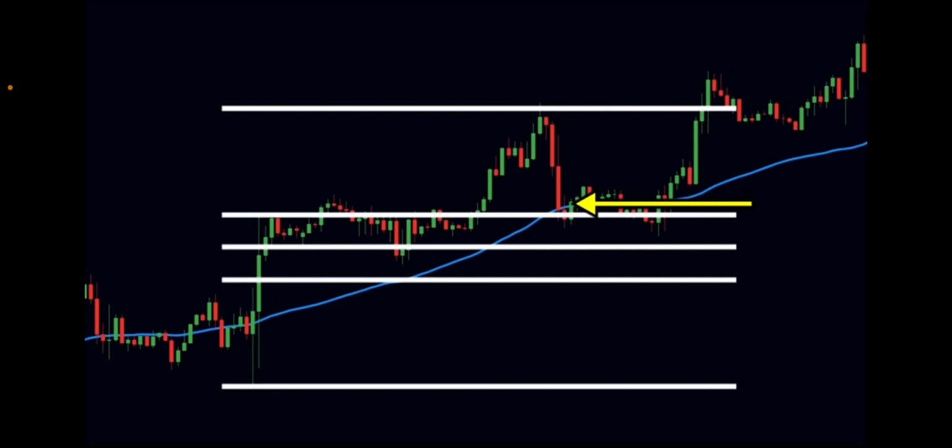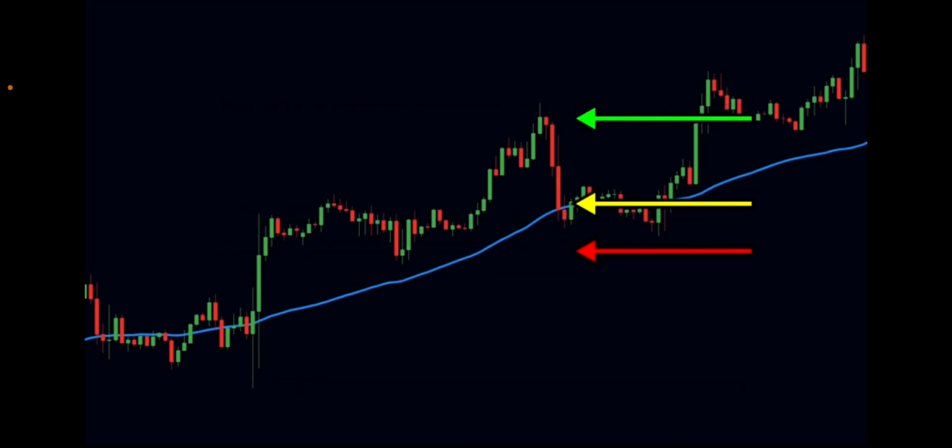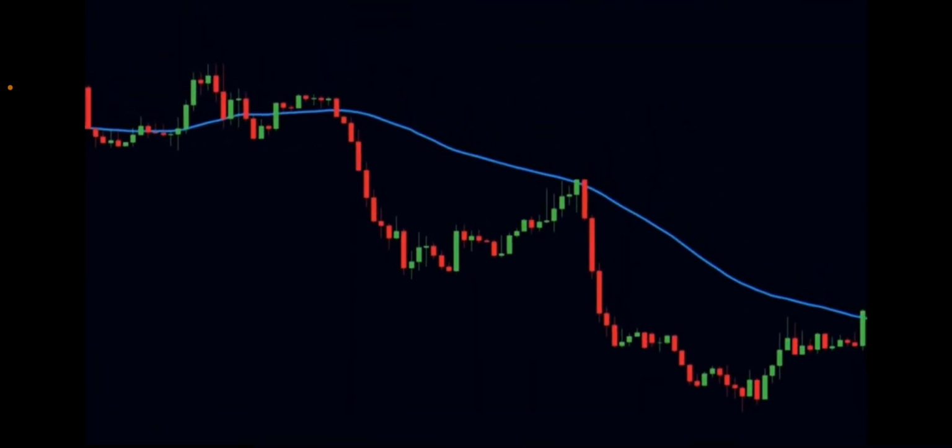A logical place to set our stop loss will be the level below our entry point. That is the 50% level. We can place our targets at the near-term highs. And as you can see, the price consolidated near our entry point for some candles, but it eventually achieved our target. Now let's look at a sell trade.